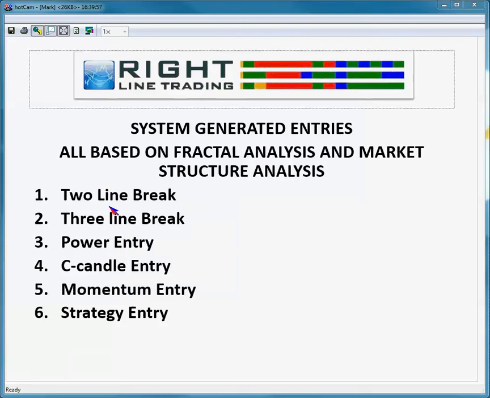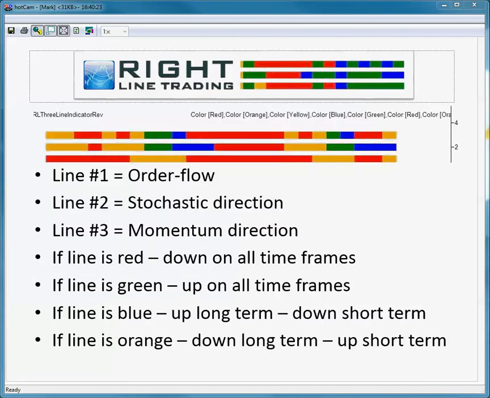Now, I was talking to a few people today who only take 2-line and 3-line breaks. These are remarkably accurate, and the predictive value of these trades is very high, between 80 and 90%. So if you decide to use the software, you may pick a few of these entries to stick with and make them your bread and butter trades.